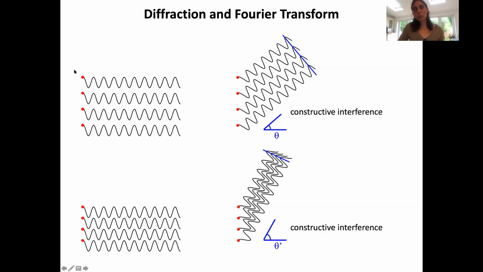Now, the relationship between the distance between these objects and the angle of constructive interference for a certain wavelength is very well known. It's called Bragg's law. So I'm not even going to give the formula. I'm sure that all of you who have a crystallography background will be much more familiar with it than I am. But this is just an intuitive representation of Bragg's law.